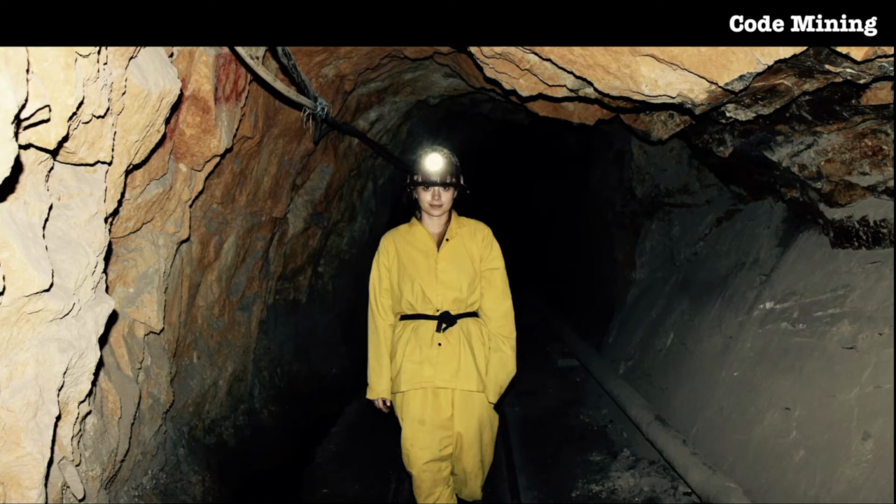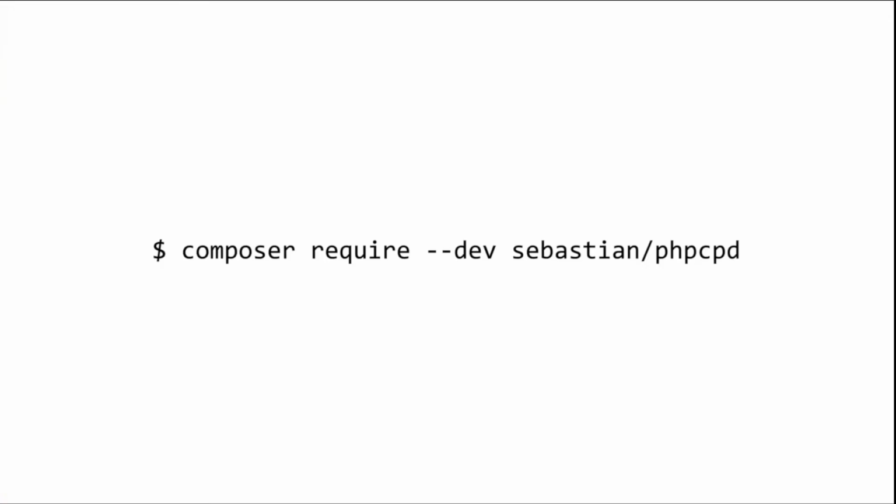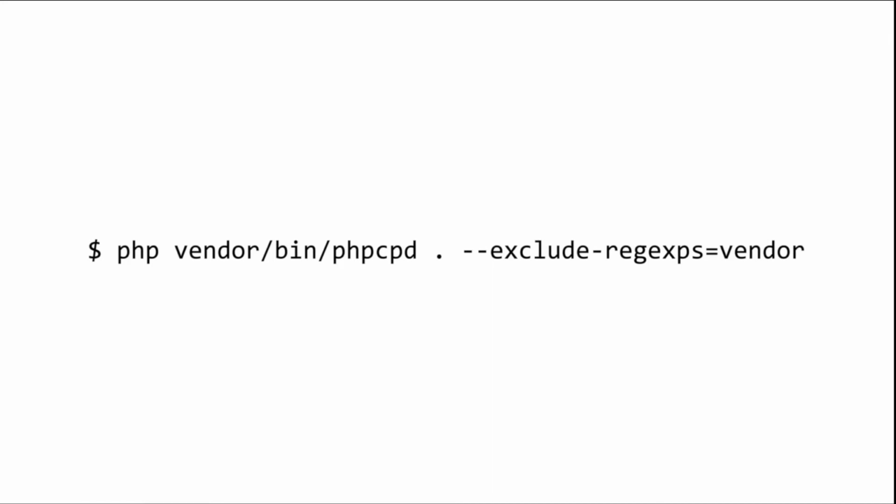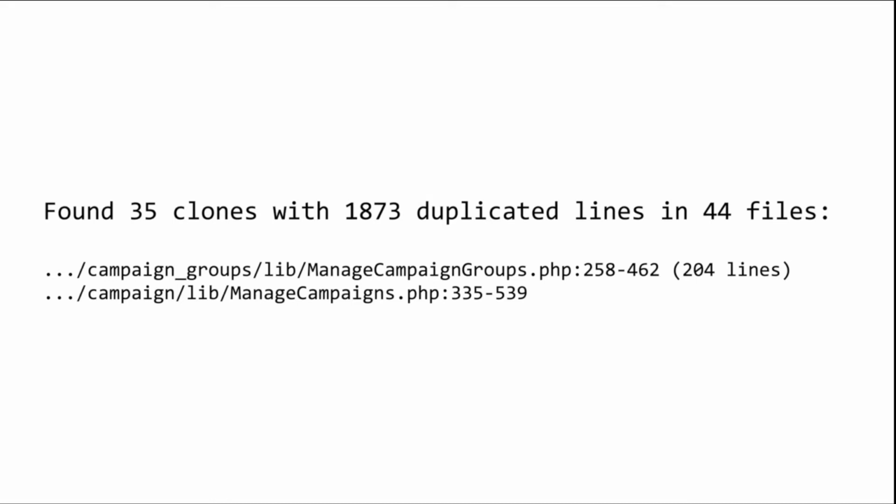Luckily, nowadays PHPStorm actually gives you an indication when you've got duplicated lines of code. But what you can do is just require the copy paste detector in your project. PHPStorm has had this for about a year, but the copy paste detector works pretty well as well. If we put that into a project and run it, we obviously exclude the vendor directory. I ran this on an old project that I worked with about 6 or 7 years ago, and it said: I found 35 clone files with 1,873 duplicated lines in 44 files.